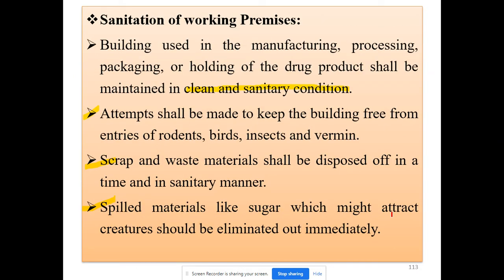So student, again here I have completed one more point from our syllabus, and that point is sanitation of the working premises. Student, try to understand.